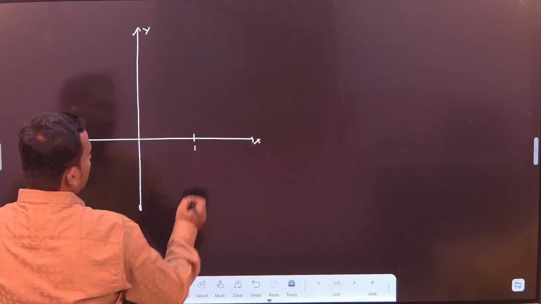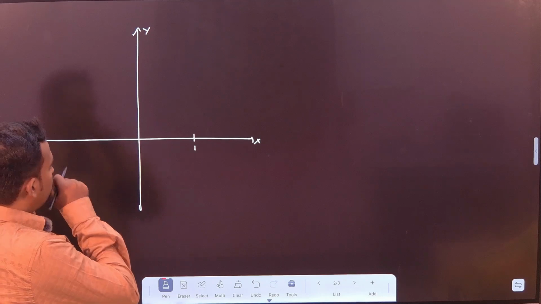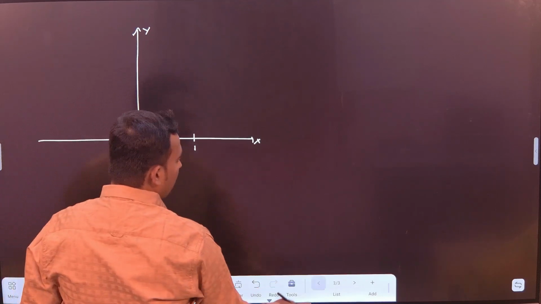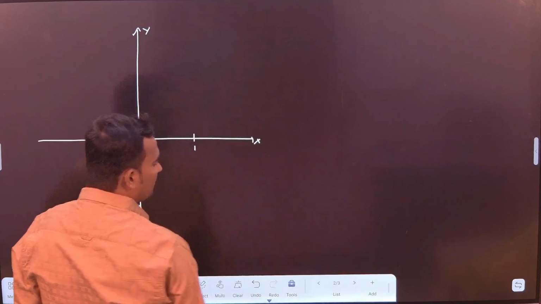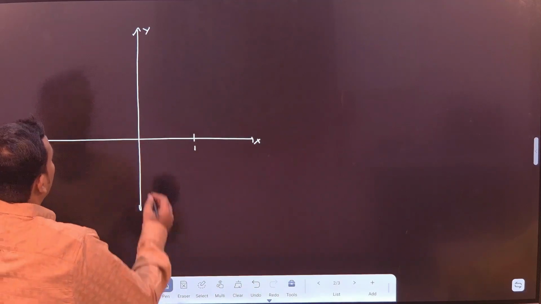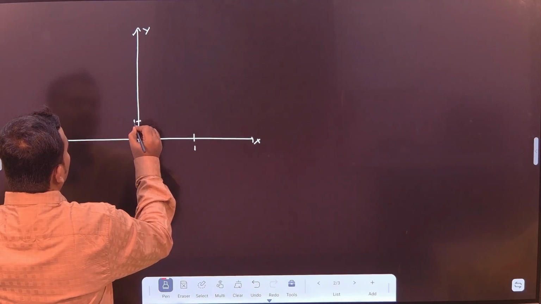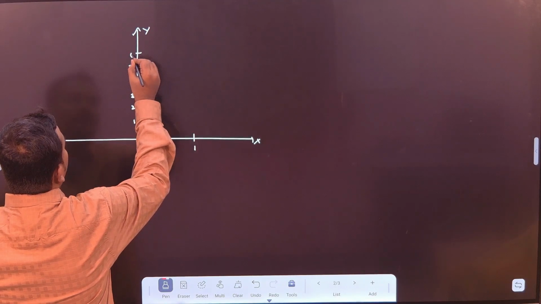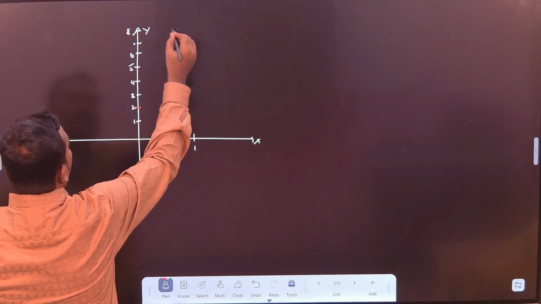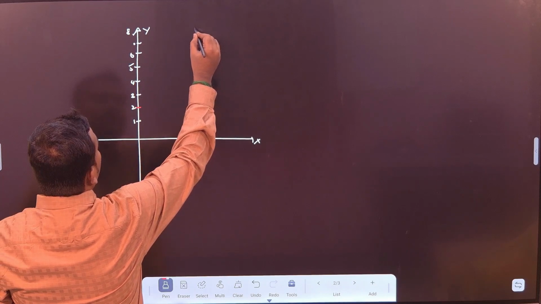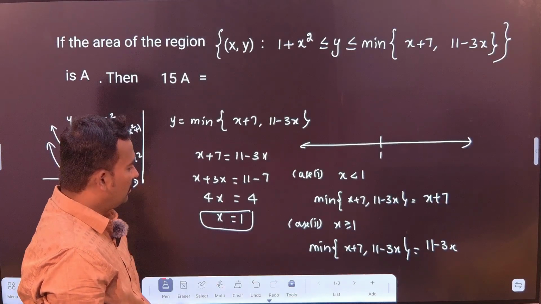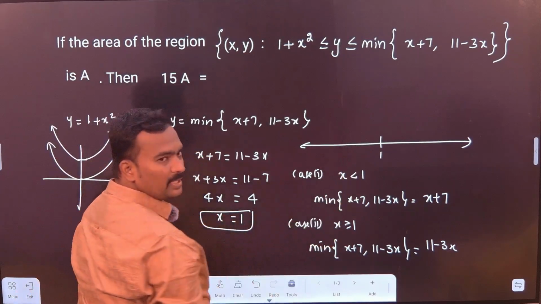Fix 1 here, this is 1. So when x is less than 1, the minimum of the graph is what? x plus 7. Put x equal to 1, it will be 8. Here is 1, 2, 3, 4, 5, 6, 7, 8 you can take. This is your point, 8. You can see, less than 1 means 0 will be there.